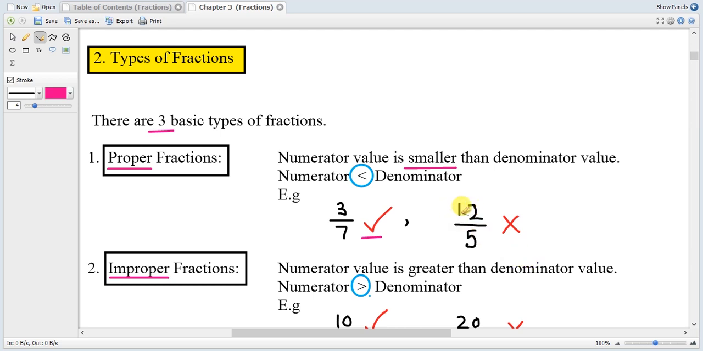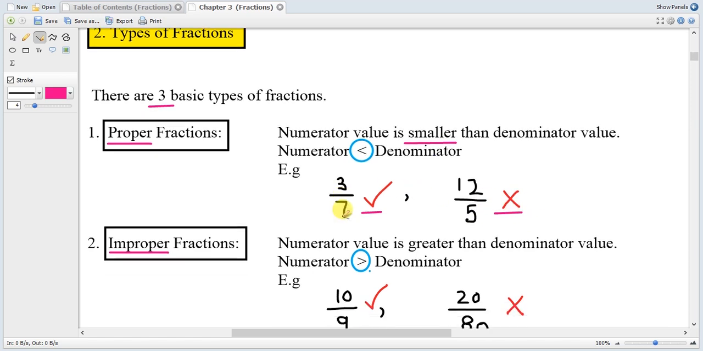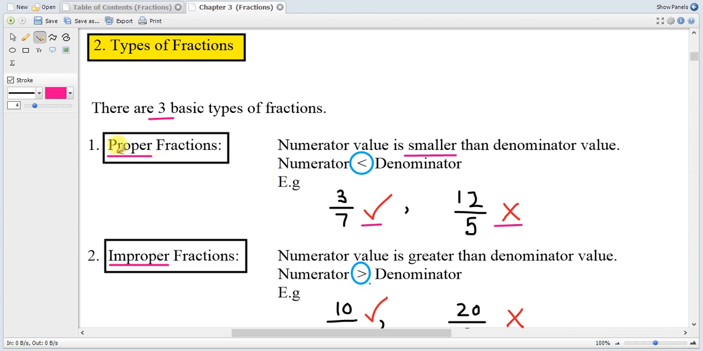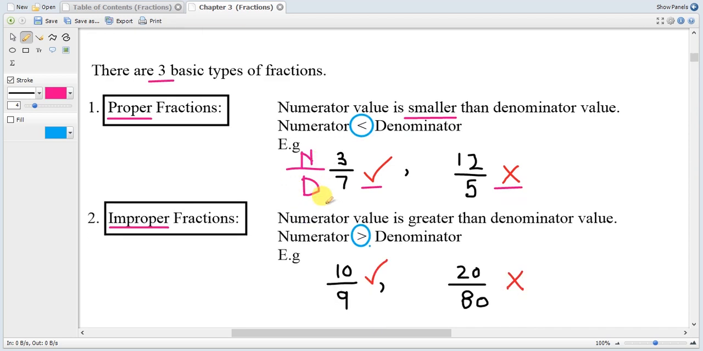Okay, let's take another example. This is 12 over 5. Now if you see, 12 is a bigger number. 12 is bigger than 5. So this fraction is not a proper fraction, right? In short, a proper fraction is a fraction in which the numerator value should always be smaller than your denominator value, right?